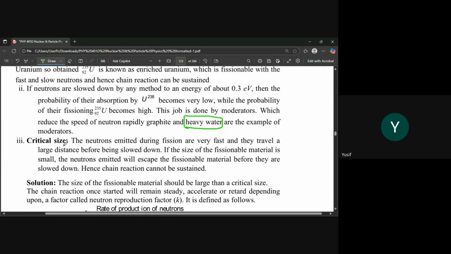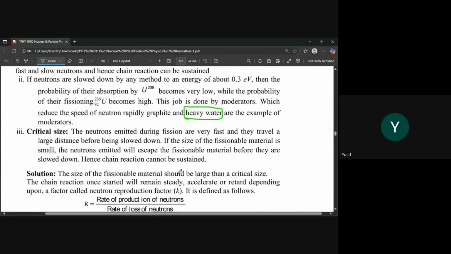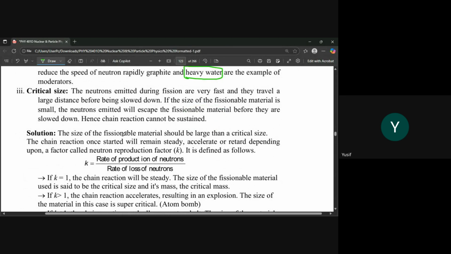And also we have the critical size. The neutrons emitted during fission are very fast and they travel a large distance before being slowed down. If the size of the fissionable material is small, the neutrons emitted will escape the fissionable material before they are slowed down, and the chain reaction cannot be sustained. And how do you solve that? The size of the fissionable material should be larger than the critical size.